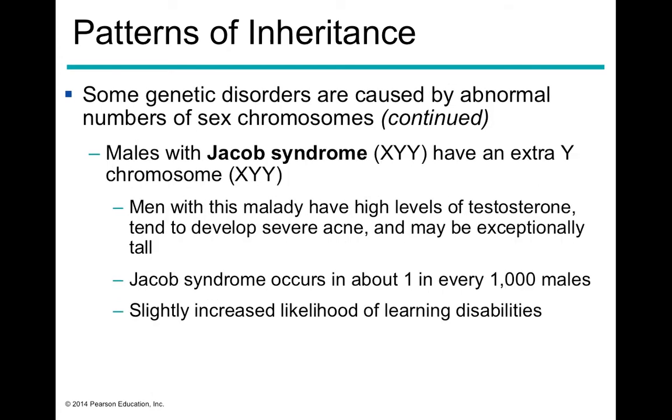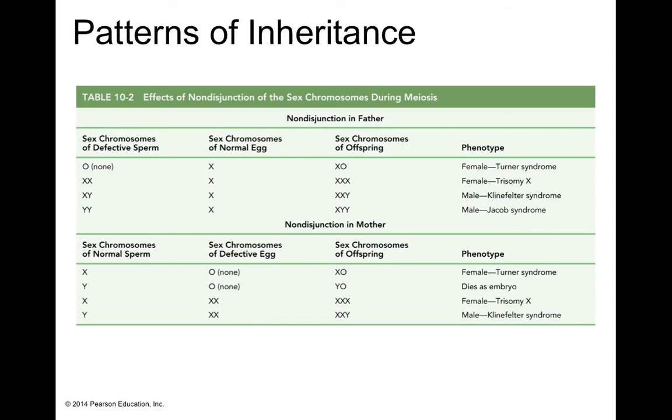Now, if a male has trisomy with XYY and they have an extra Y chromosome, they tend to have extra high levels of testosterone. They often have severe acne and height, extremely tall, often can be very hairy, lower voices. It occurs about 1 out of every 1,000 males. It's also sometimes associated with an increased likelihood of learning disabilities, but that's very slight. And they also tend to be incarcerated at higher rates than the general population, generally due to violent crimes associated with increased testosterone.